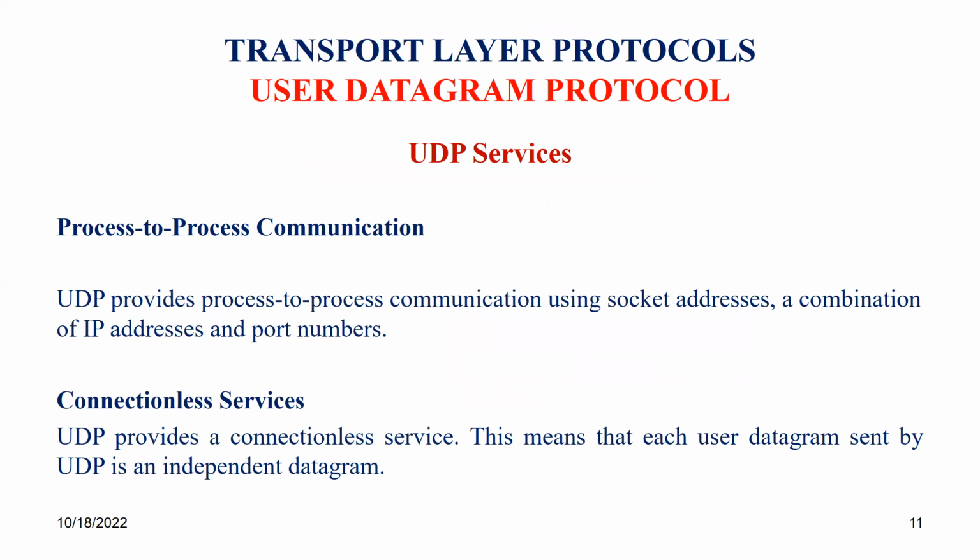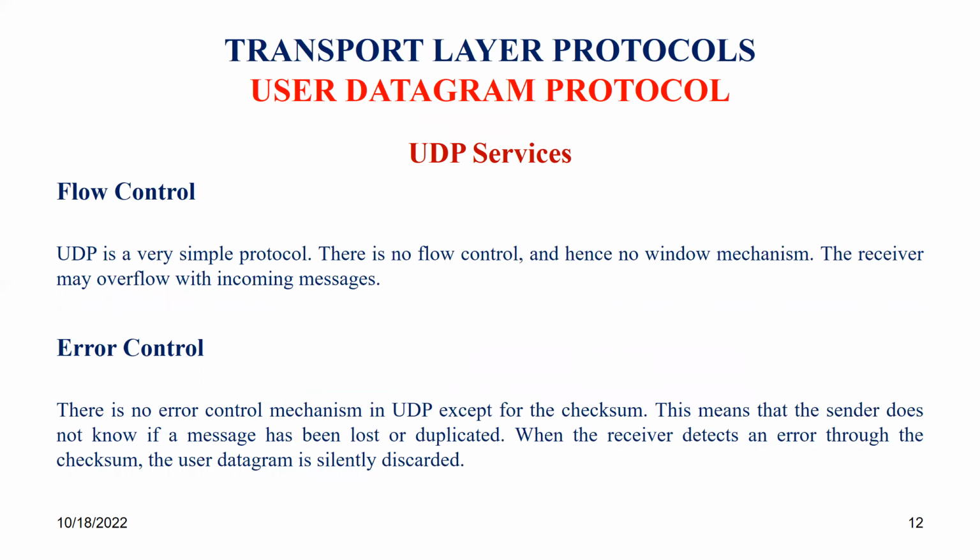UDP services. What services are offered? The first is the socket address. Based on client to server, we go for process-to-process communication using the socket address, which is the combination of the IP address and the port number. Second is the connectionless service. It provides connectionless service, which means a datagram is transmitted without any requirement of a connection. The third is flow control.